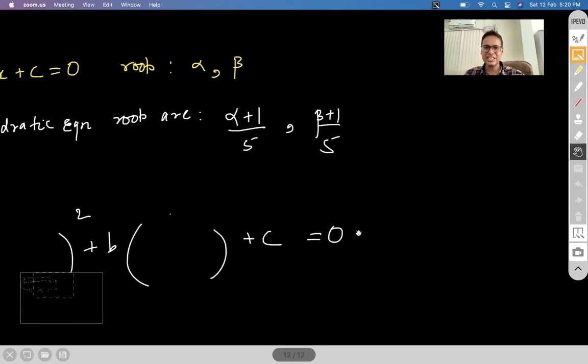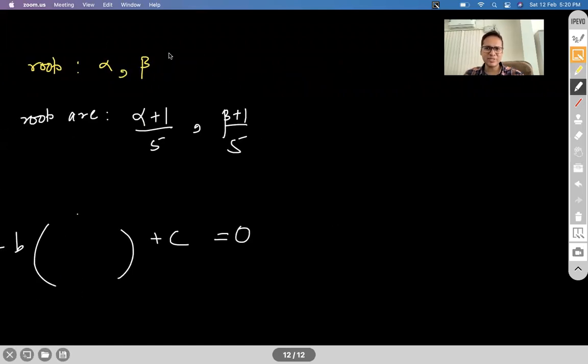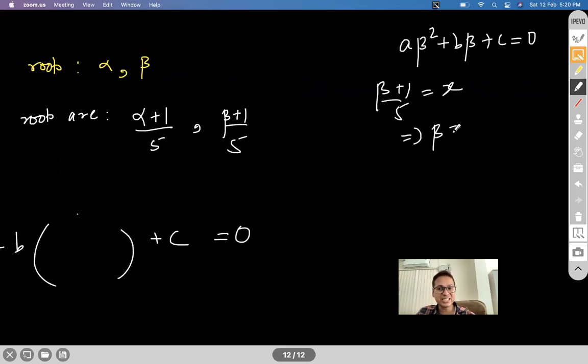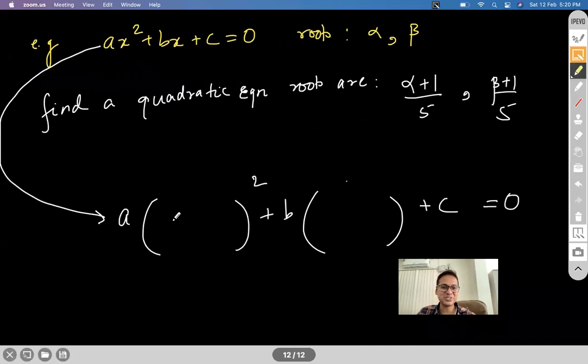You want to go from basics? So if you want to go from basics, take any one of them. Let's say this time I take a beta. So beta satisfies this quadratic equation. Correct? Now your beta plus 1/5, take it as x because you want this to be the root. So which means beta is 5x minus 1. So just put this back over here. So your answer will become a(5x minus 1) the whole square plus b(5x minus 1) plus c equal to 0. Plain and simple. Done. Of course, if you want to simplify it further, you can do it.